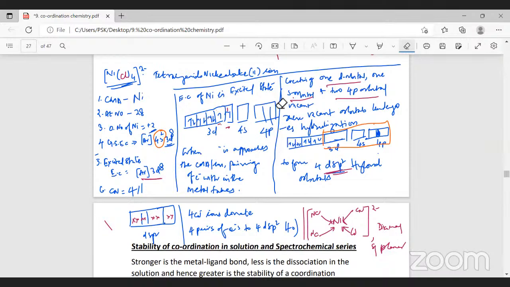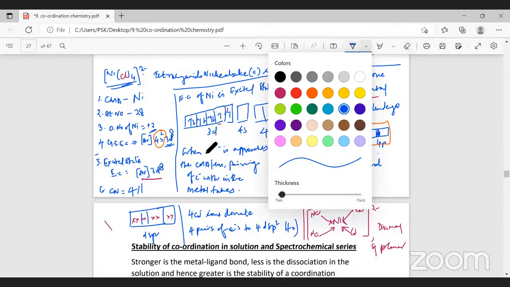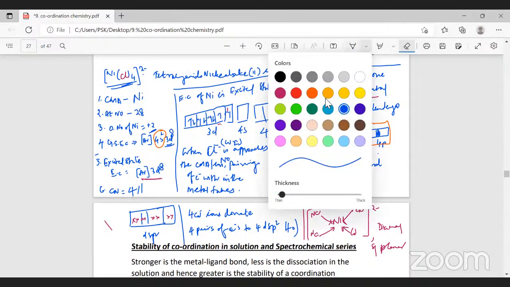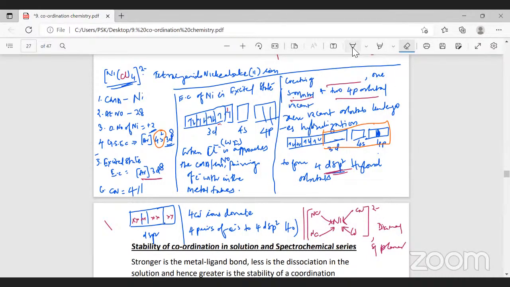When chlorine is a weak ligand, will pairing take place? Pairing will not take place. When chlorine ion approaches, it's a weak field ligand. Therefore, no pairing takes place. This will remain as such. Now what happens? Still the coordination number is 4. We need 4 orbitals. Therefore, creating a d orbital will not be there. Creating one s orbital and 3 p orbitals. It is not 2, it is 3 here. Creating one 4s orbital and 3 4p orbitals.